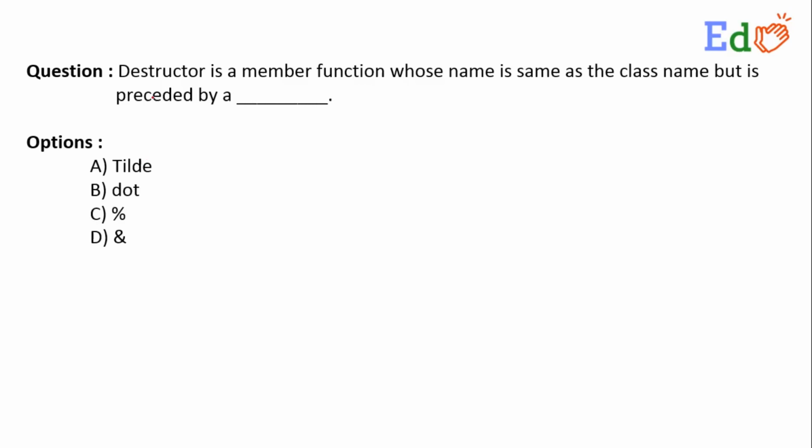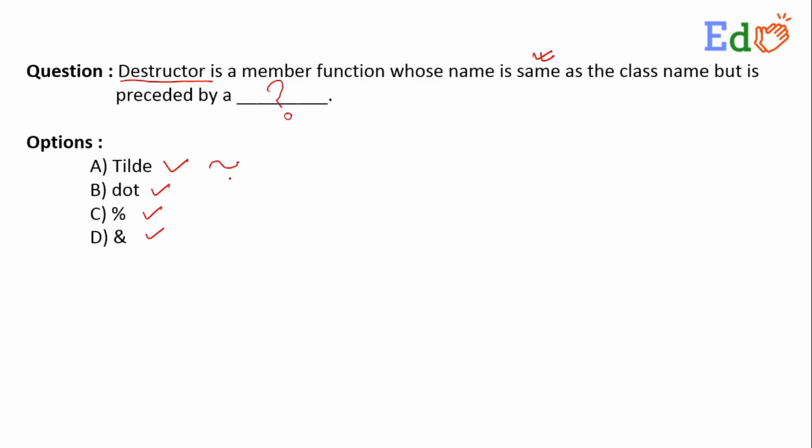This question is on Destructor. So a destructor is a member function whose name will be the same as that of the class name, but the name will be preceded by one character. So what is the character here? We're having options like tilde, dot, percentage and ampersand.